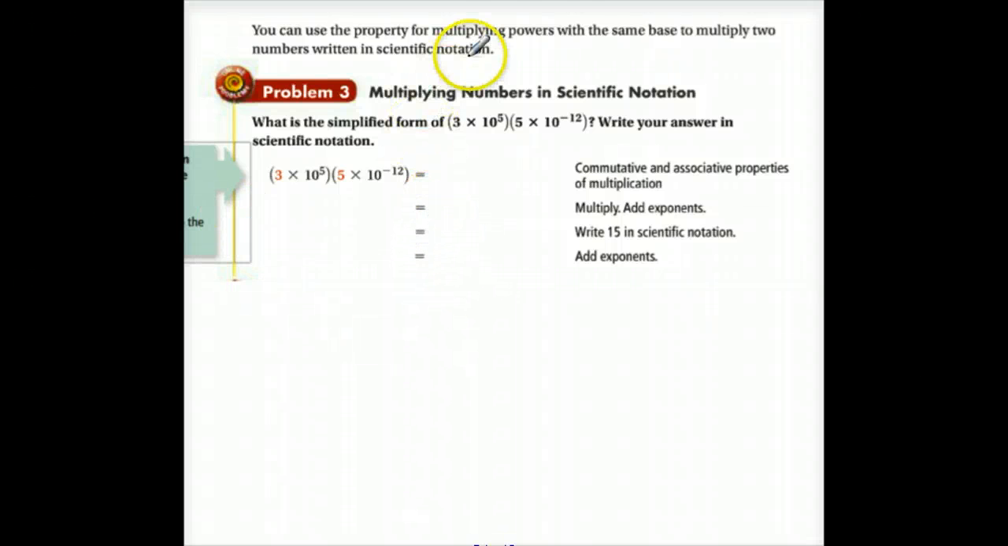All right, you can use the property for multiplying powers with the same base to multiply two numbers written in scientific notation. So here I have two numbers being multiplied. They're both written in scientific notation. I can do the same thing where I rewrite the order of my factors being multiplied. I'm going to multiply the two numbers first. 3 times 5 is 15.